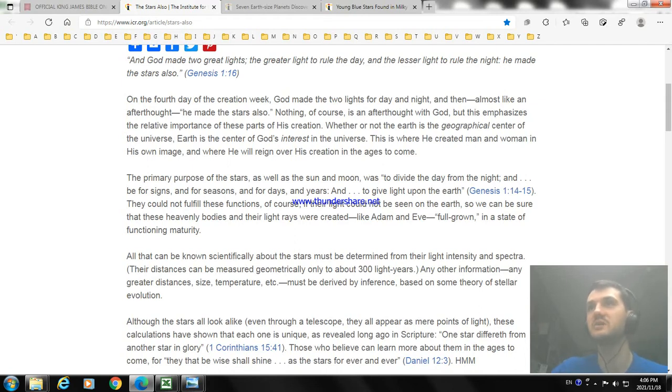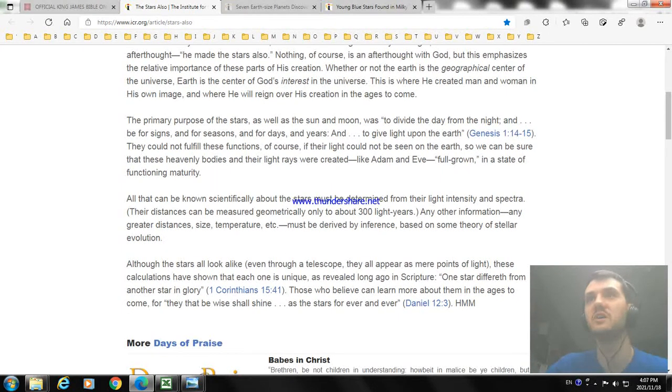Nothing, of course, is an afterthought with God. This emphasizes the importance of these parts of His creation, whether or not Earth is the geographical center of the universe, it is the center of God's interest in the universe. This is where He created man and woman in His own image, and He reigned over His creation in the ages to come. The purpose of the stars, as well as the sun and the moon, was to divide the day from the night, and to be for signs and for seasons and for days and years, and to give light upon the earth. Genesis chapter 1 verses 14 and 15.